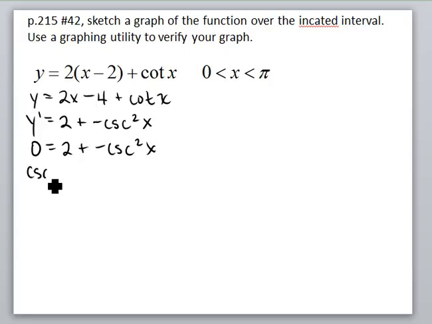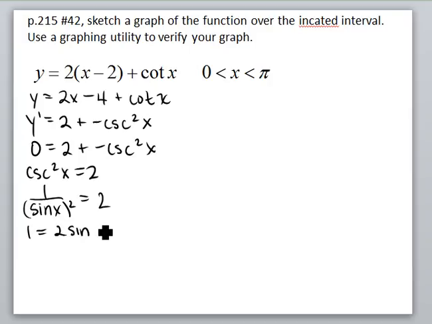So we move cotangent squared to the other side and solve. Well, I don't know a lot about cotangent, but I know a lot more about sine squared x, because that's what cotangent squared is, 1 over sine squared x. This one ended up giving me 1 equals, once I cross multiply, 2 sine squared x. So I'm really looking at where is the sine squared of x equal to 1/2? Or really, what is the sine of x equal to, the square root of 1/2?